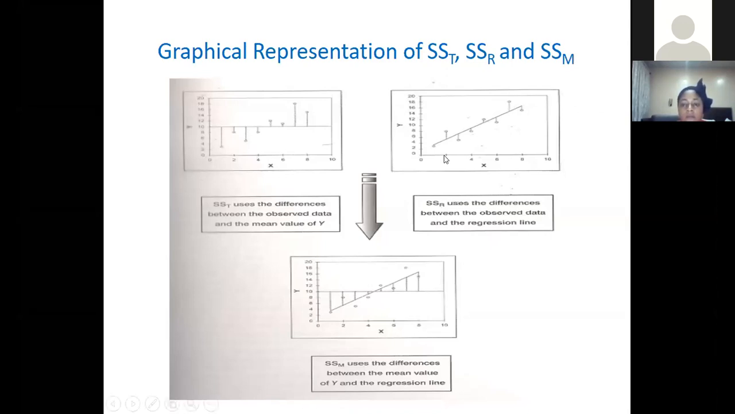So that sum of square, we say the method of least squares, is actually the sum of squares of the error, that is, the difference between the line and each value.